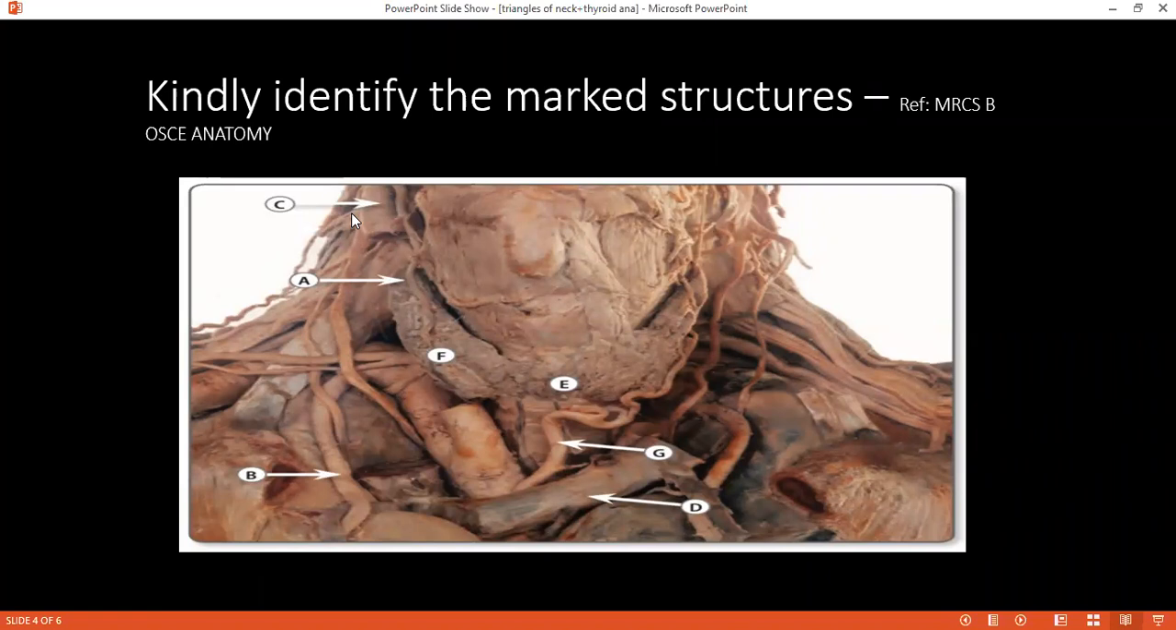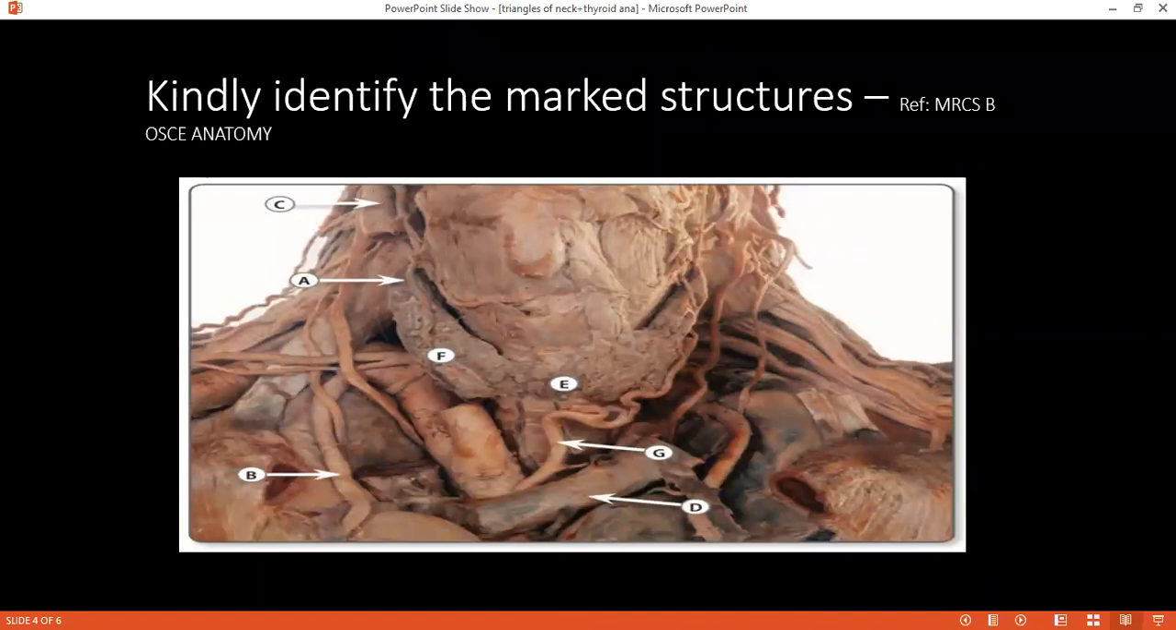Okay, can you please identify structure C over here? First of all, what are you looking at? What is this diagram showing here? Is it showing the anterior triangle? How would you explain? Can you tell me what this C is, labeled C? I think it's common carotid artery.